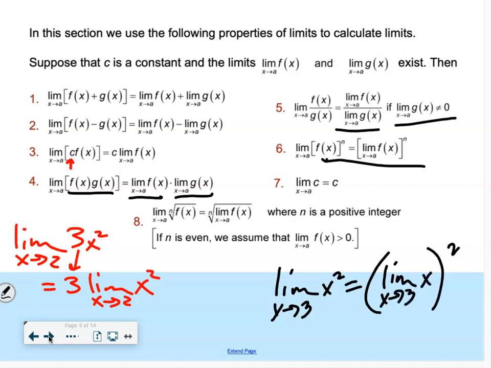Right? So you can take the whole limit first, then raise it to the power either way. Whatever works. All right, so that's fine. Just so you know, jumping to 8: 8 says the nth root, same kind of thing. I almost think of these as really the same property because you can write an nth root as an exponent anyway, so it's really just the same thing.